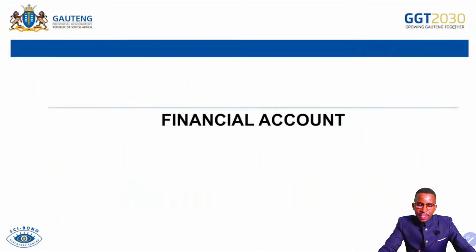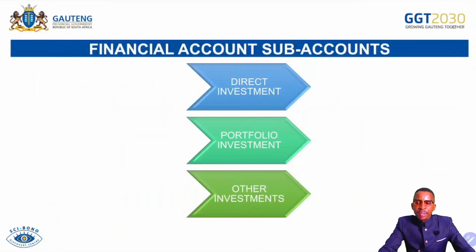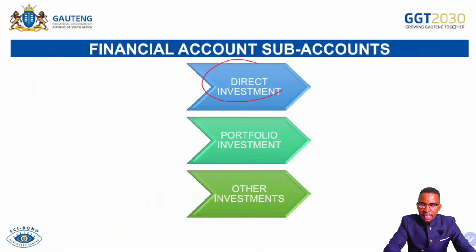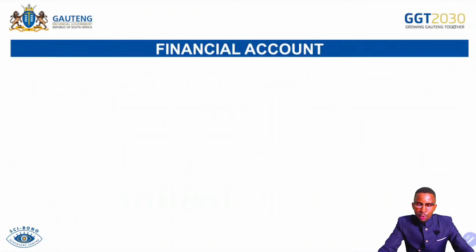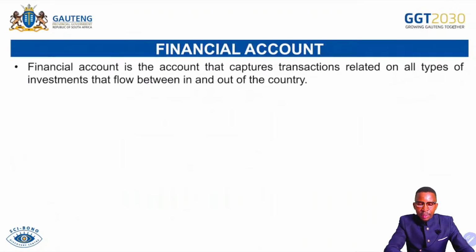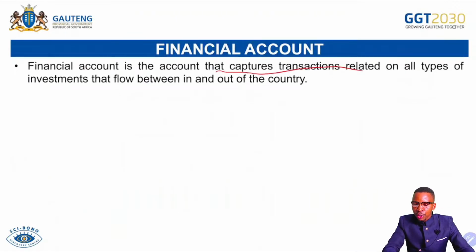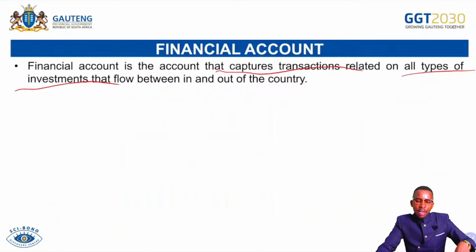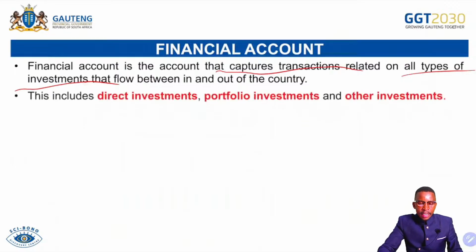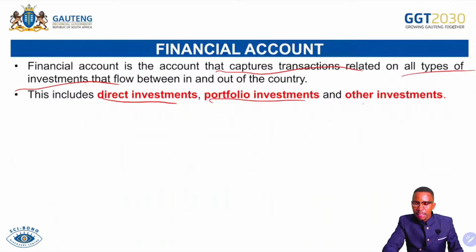The financial account. The financial account refers to the BOP sub-account that keeps transactions based on any kind of investment. In this case, we talk about direct investment, portfolio investment, and other investments. So let's go through and check. The financial account is the account that captures transactions related to all types of investments. So any kind of investment is recorded under the financial account, not in the capital transfer, not in the current account. It's only under the financial account. So it includes direct investment, portfolio investment, and other investment.